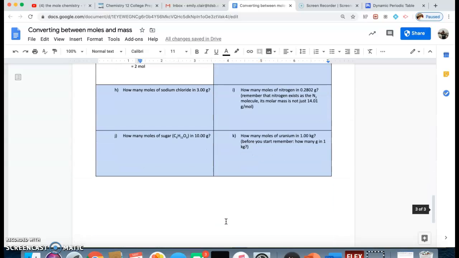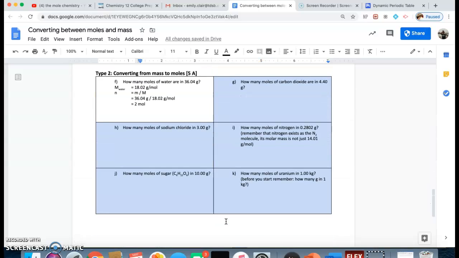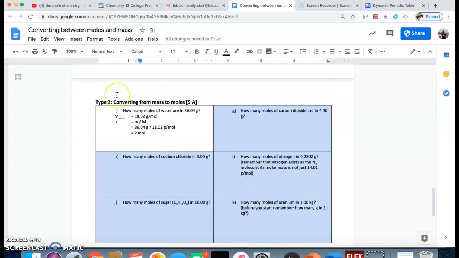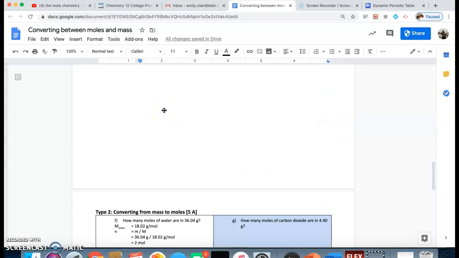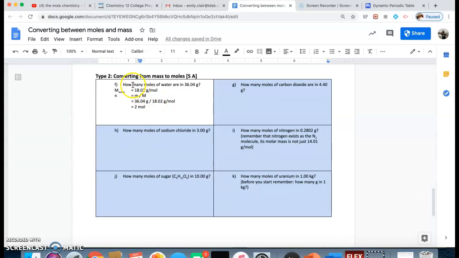Okay, final type of question. This time, you're given mass, you're going to convert it to moles. So in these types of questions, you still need to find the molar mass of your compound. That's always going to be your first step. But then to calculate moles, if I look back to my magic triangle here, I see that mass is above molar mass. So what that tells me is that I take my mass and I divide it by my molar mass to get moles.